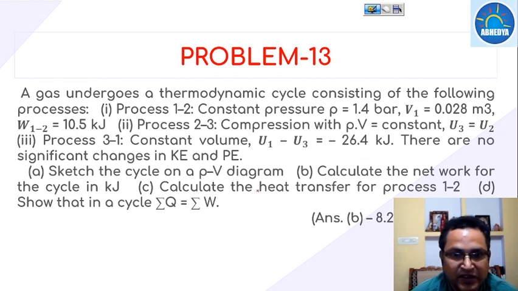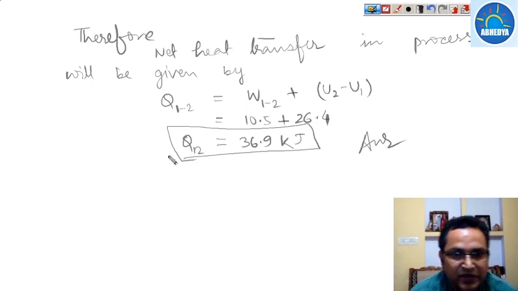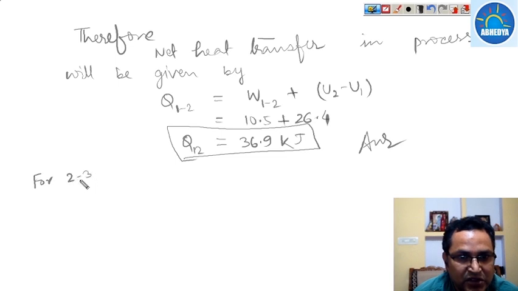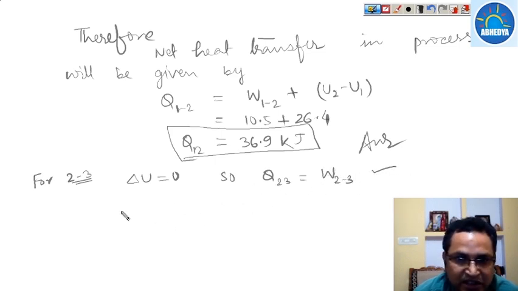Total work done you have already calculated. Now I have to show whether summation Q is equal to summation W. So for summation Q, for process 2 to 3, delta U is equal to 0. So Q23 is equal to W23. That we have already calculated. You just check over there.